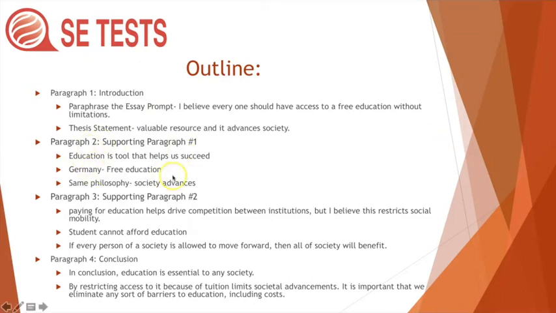So one example for paragraph 2 is Germany. Another example is maybe a student cannot afford education. So we go on to explain this will not allow society to move forward. And then finally, our conclusion. Now, before we look at the example essay, pause the video and try to write your own essay. Remember to include 250 words, and you can look back at the essay prompt.